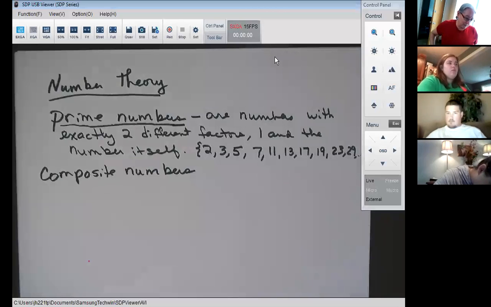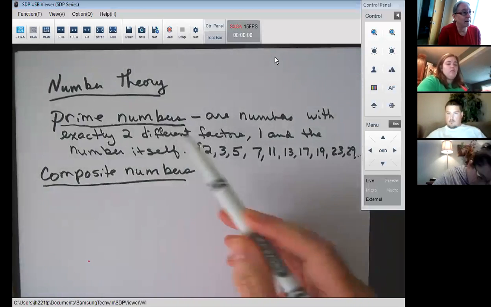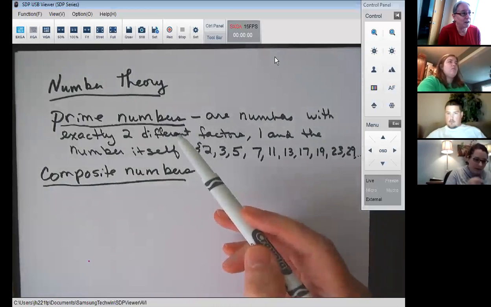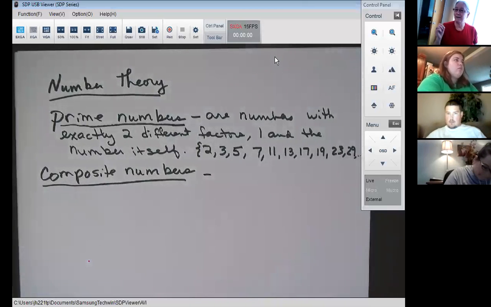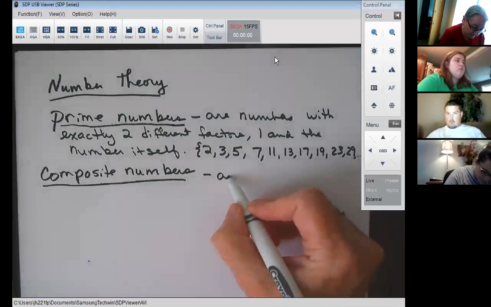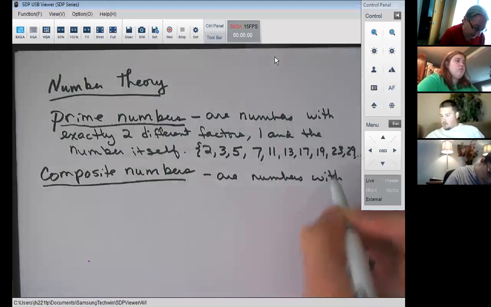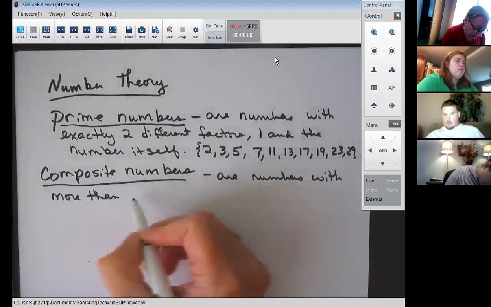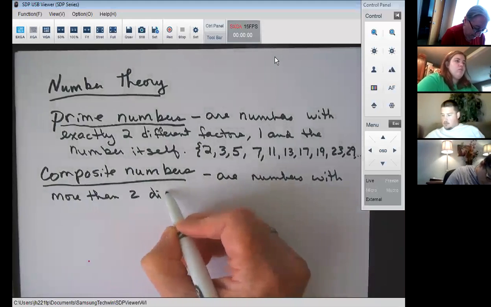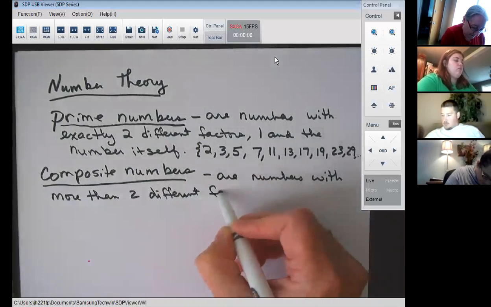Now, composite numbers, if we take this prime number definition and change it slightly, are numbers with more than two different factors.